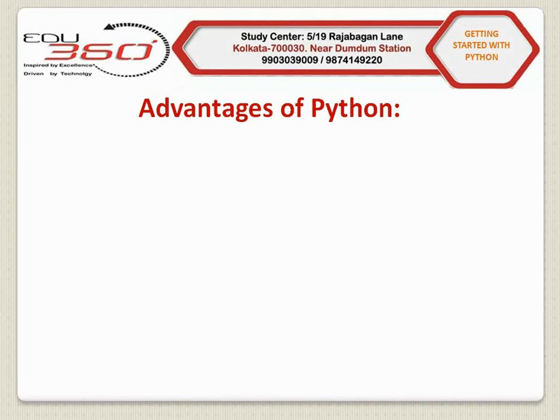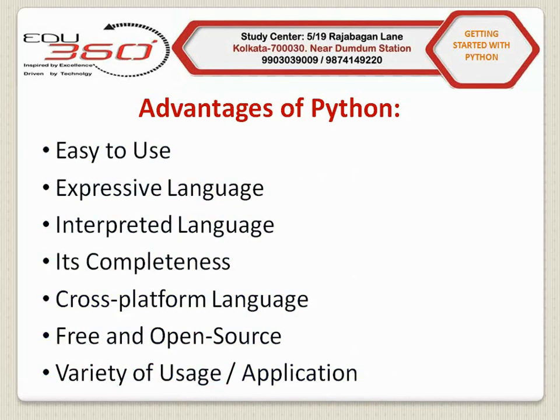Easy to use. Python is compact, very easy to use and has very simple syntax rules. It is a very high level language and programmer friendly. Expressive language. It is more capable of expressing the coder's purpose than any other programming language. Fewer lines of code, simple syntax.